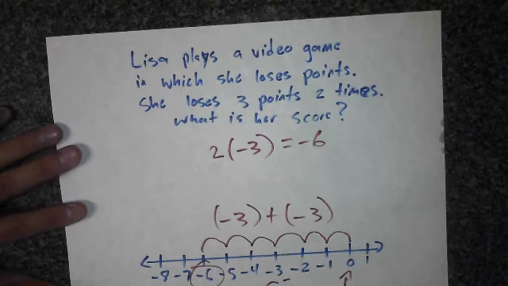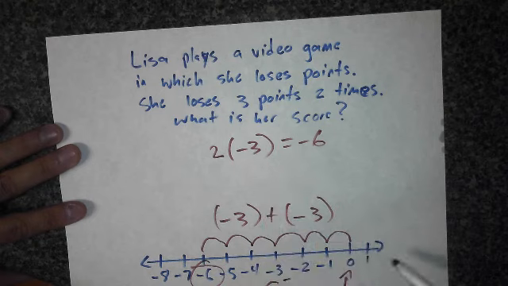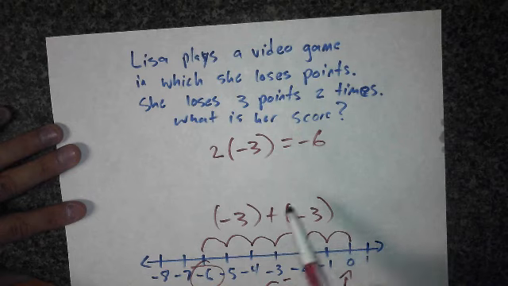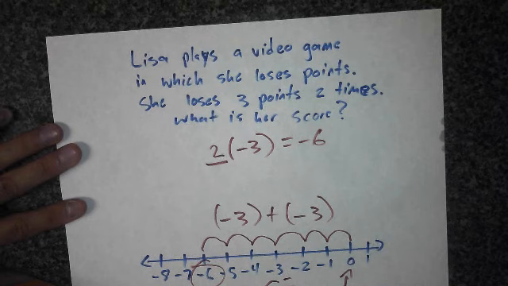So our result will be negative 6. So just remember, since we are multiplying negative 3, we're going to move negative 3 spaces to the left because it's negative. And then we're going to move negative 3 spaces once again to the left because we're multiplying by 2. Okay?